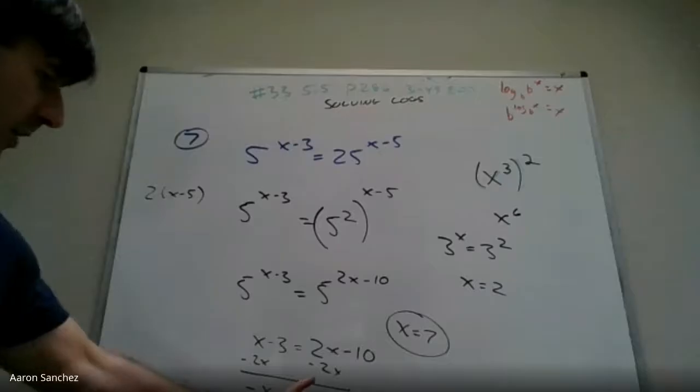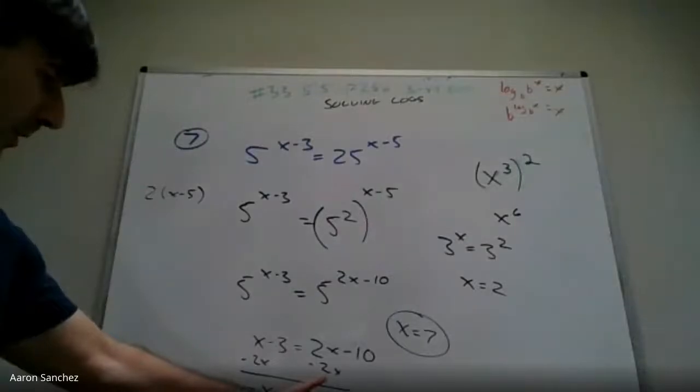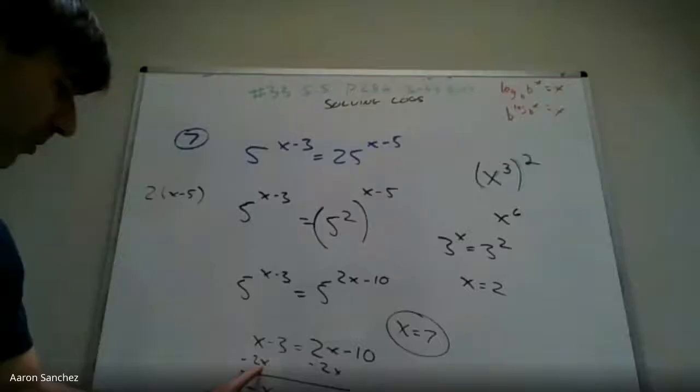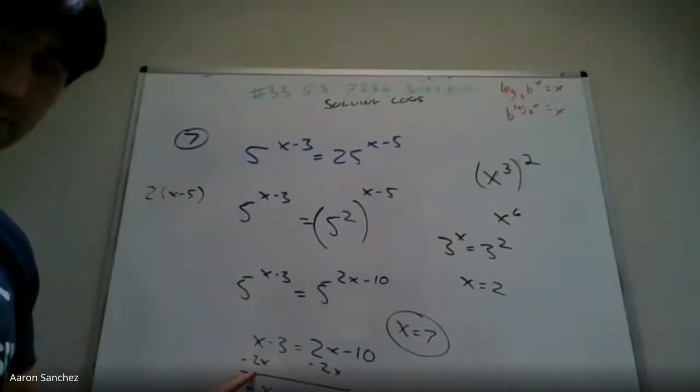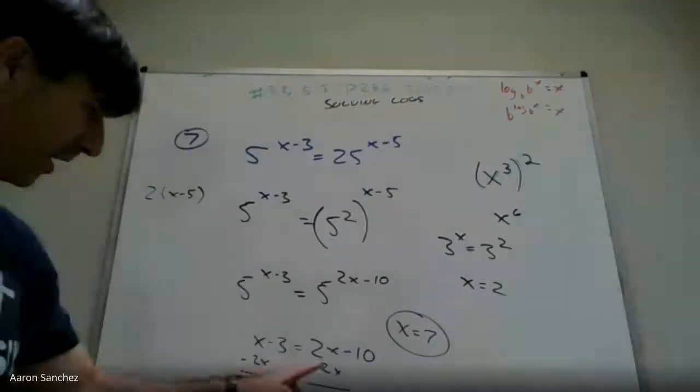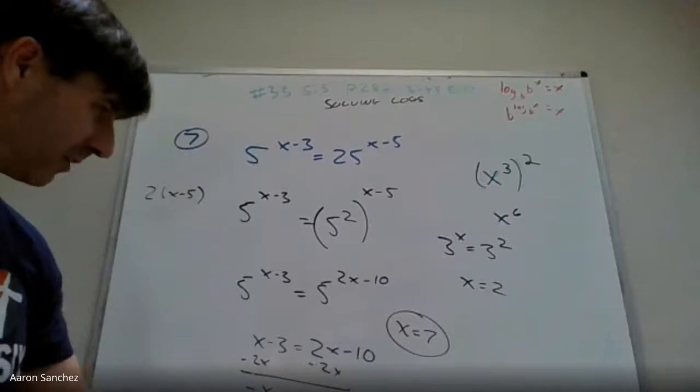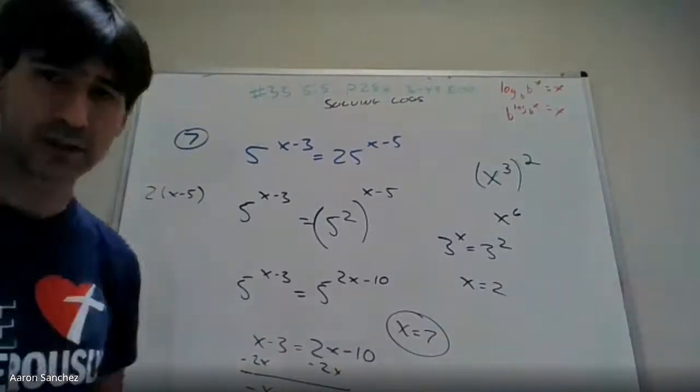I got x minus 3 divided by 2 equals x minus 5, but I'm pretty sure that's wrong. Okay, look, I did it right here. Subtract 2x on both sides, right? Then you get negative x, I add 3, equals negative 7. x equals 7. Oh, okay.